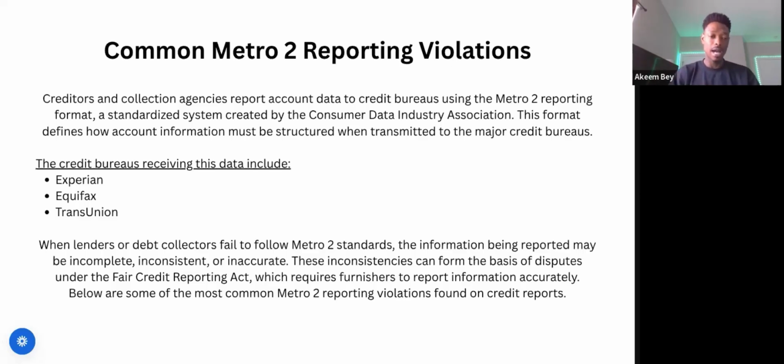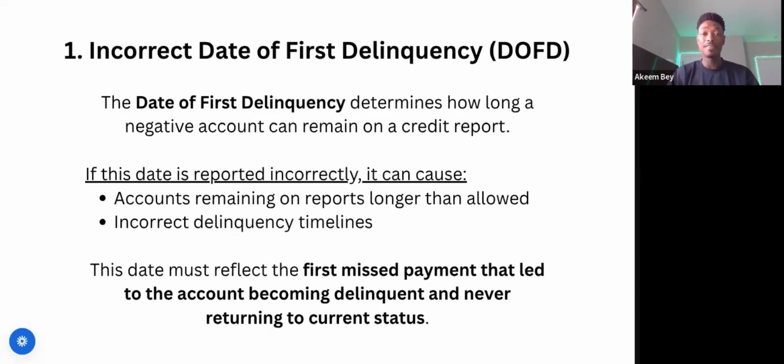And I'm going to give you guys some of the most common Metro 2 reporting violations found on credit reports. The first one is inaccurate or incorrect date of first delinquency, right? The date of first delinquency is what determines how long a negative account can remain on a credit report. If this date is reported incorrectly, it can cause accounts to remain on the credit report for longer than allowed, or create incorrect delinquency timelines, right? The date must reflect the first missed payment. So the date of first delinquency is the date where you first missed that payment, that first 30-day late payment. Then it went 60, 90, 120, 150, 180. That's what led to the account becoming delinquent and never returning to the current status.